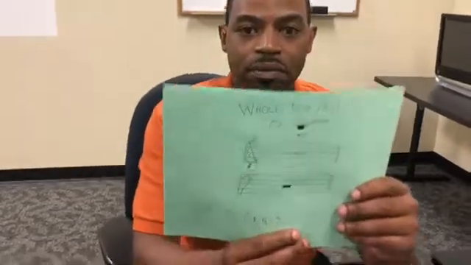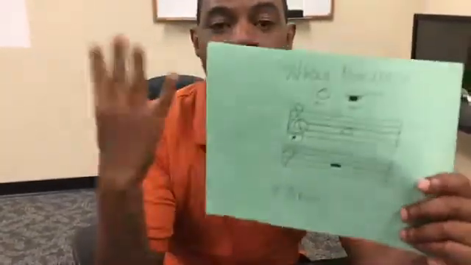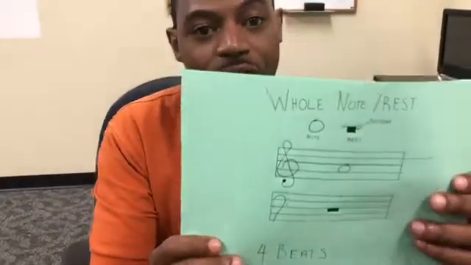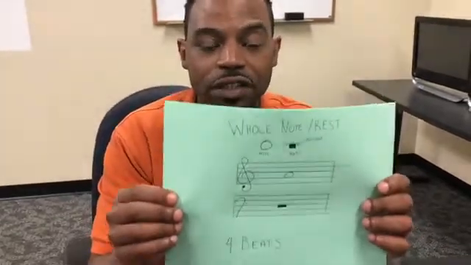So, one more time, we're going to go over it before I quiz you, everybody. We have our whole note. A blank circle. 4 beats. 1, 2, 3, 4. 1, 2, 3, 4. Okay? Or your whole rest. Notice your box is colored under the line. That means you rest for 4 beats. So we'll play the note. 1, 2, 3, 4, rest, 2, 3, 4. 1, 2, 3, 4, rest, 2, 3, 4. Okay?